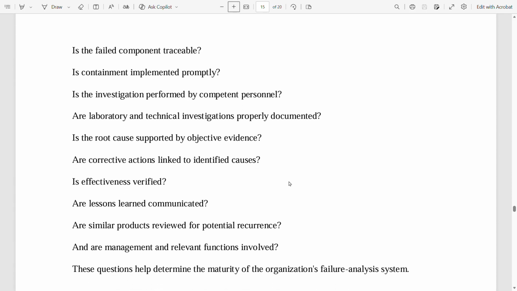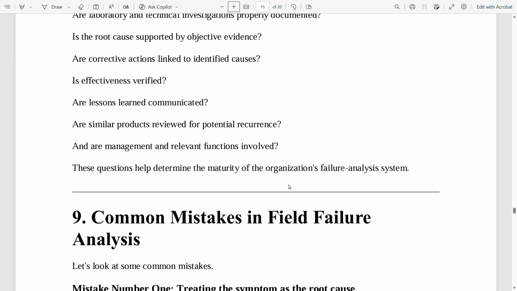Is containment implemented promptly? Is the investigation performed by competent personnel? Are laboratory and technical investigations properly documented? Is the root cause supported by objective evidence? Are corrective actions linked to identified causes? Is effectiveness verified? Are lessons learned communicated? Are similar products reviewed for potential recurrence? And are management and relevant functions involved? These questions help determine the maturity of the organization's failure analysis system.